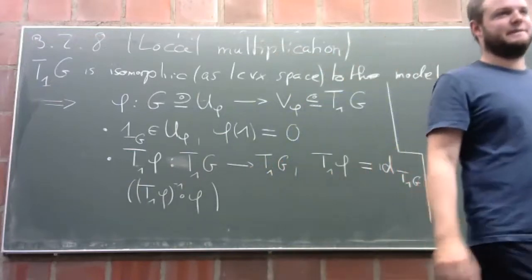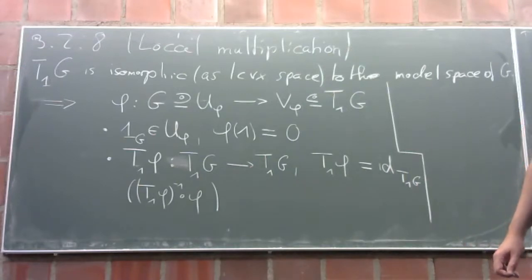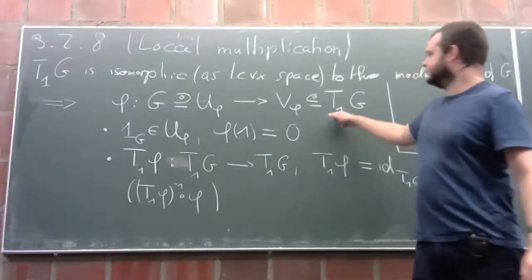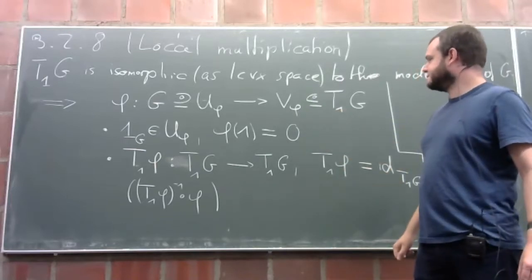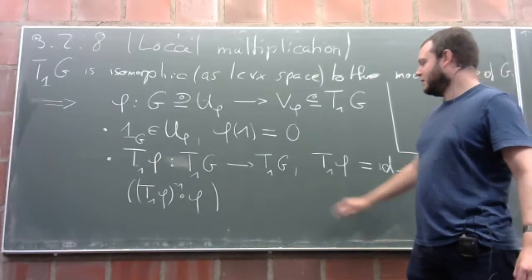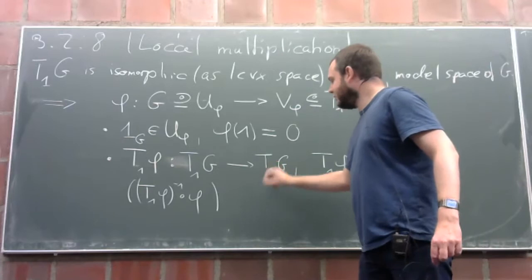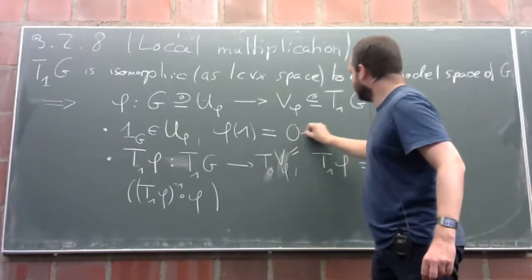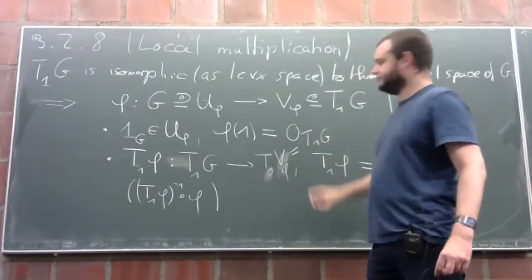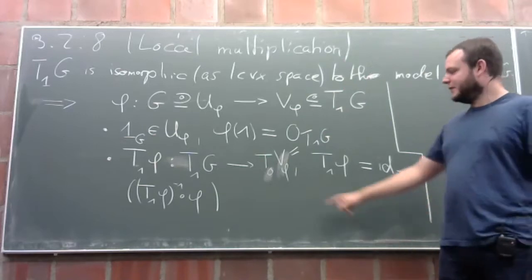Yes. So the phi is going from U to V, but yes. The tangent is going from the tangent to G to the tangent to G. Because the V_phi is. Somehow you already identify the tangent to U with the tangent to G. Ah, sorry, okay, let's put it like this. So the signature would be T_e V_phi, and this is isomorphic to. Yes. Okay. I understand that.